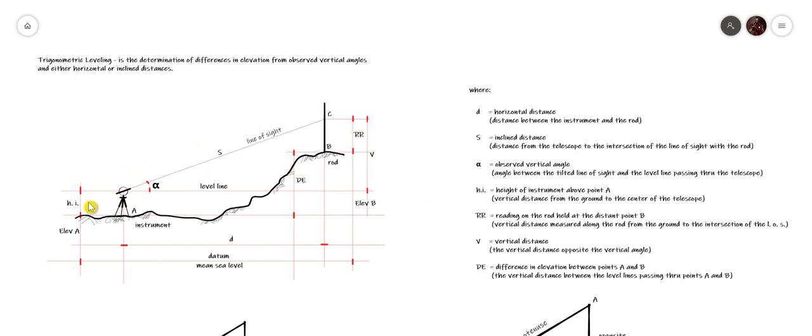Hi refers to the height of the instrument above point A. It is the vertical distance from the ground to the center of the telescope. RR refers to the reading on the rod held at the distant point B. It is the vertical distance measured along the rod from the ground to the intersection of the line of sight. V refers to the vertical distance. It is the vertical distance opposite the vertical angle. DE refers to the difference in elevation between points A and B. It is the vertical distance between the two level lines passing through points A and B.